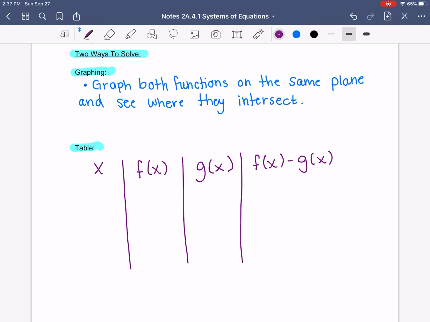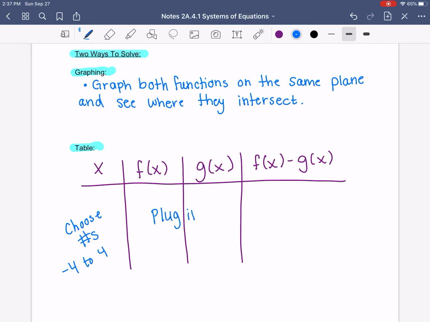The first column is x, okay? X is your independent variable. You get to choose your own x's. You get to choose the numbers. You could choose from -4 to +4. You could choose only positives, but usually you want to pick some negative, some positive. In order to get your f of x and g of x columns, you have to plug in your x values. And in this last column, you subtract f of x minus g of x, and your solutions are where you would get 0.